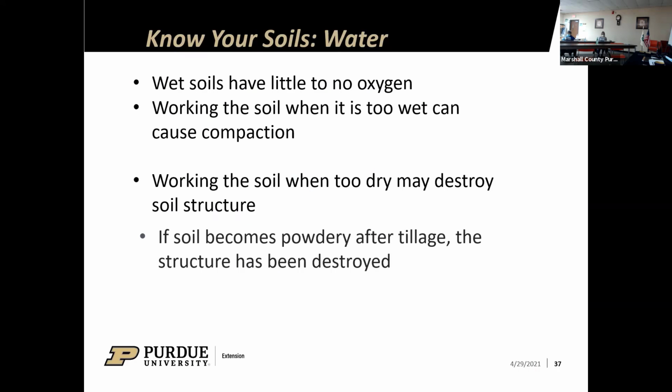So we need to remember wet soils have little to no oxygen, not healthy for plants. And working the soil when it's too wet can cause compaction in that scenario. Working the soil when it's too dry may destroy soil structure. If the soil becomes powdery after tillage, the structure has been destroyed. And the concern there is you can get a crusting layer when the soil is in that powdery form that could then not let water move into the soil.